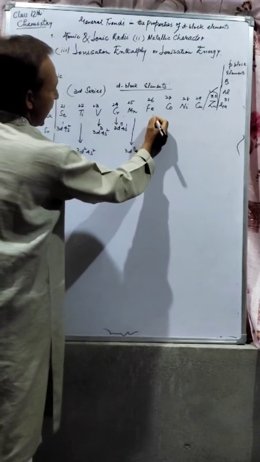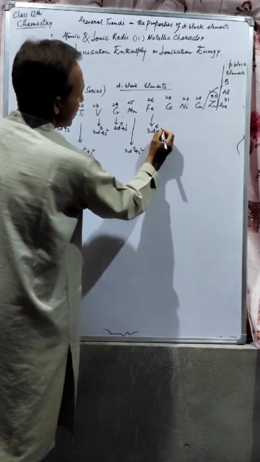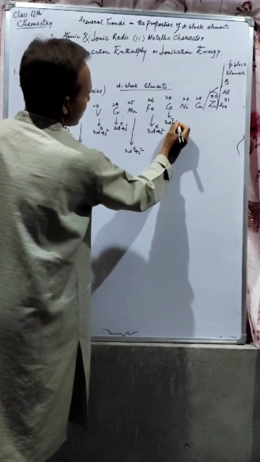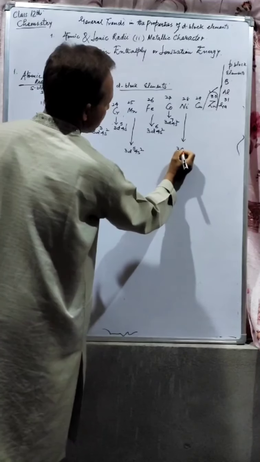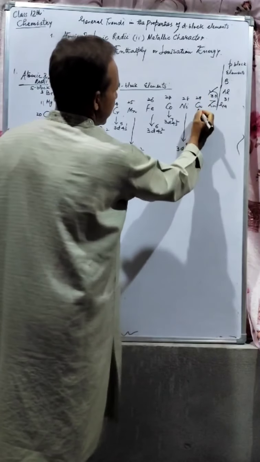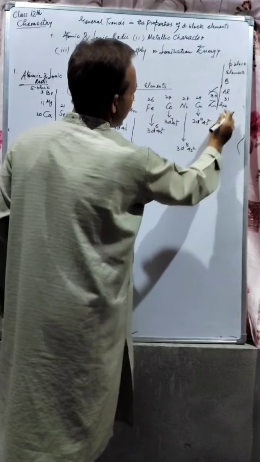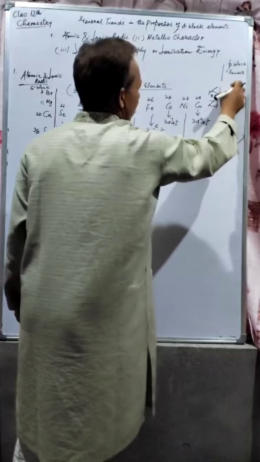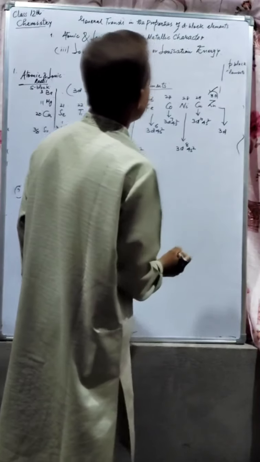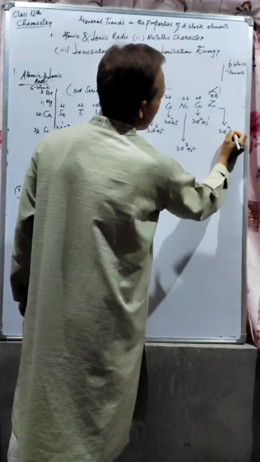4s2, iron it is 3d6 4s2, cobalt 3d7 4s2, nickel 3d8 4s2, copper it is 3d10 4s1, sorry, and for zinc it is 3d10 4s2.